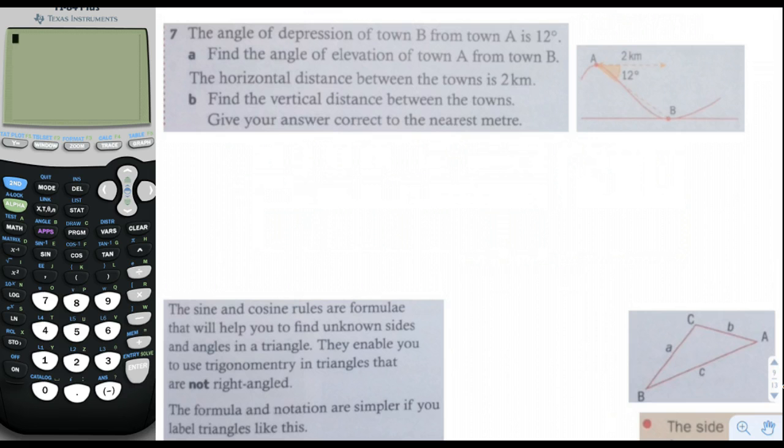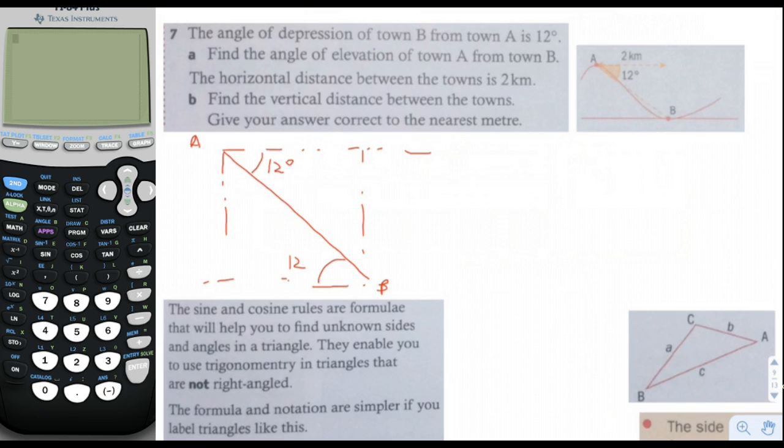Alright, I'm going to redraw this picture to just include the triangle and nothing else. So we've got A, and we've got B, and here's the horizontal. And then we're just going to draw vertical lines to complete triangles here. It says that this is 12 degrees. If this is 12 degrees, then this angle here is also 12 degrees.